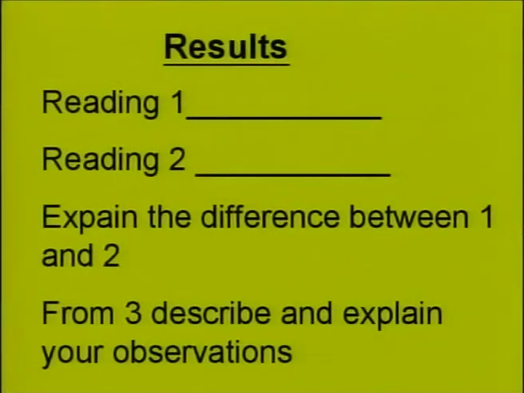Right, looking at the first one, the results for reading 1 and reading 2, that is when you were pulling the wooden block with the trolley. Right, for the first one, what was your reading? And what was your reading for the experiment number 2? And explain the difference between 1 and 2. And finally, describe and explain your observations from that third experiment, that is to rub your hands.